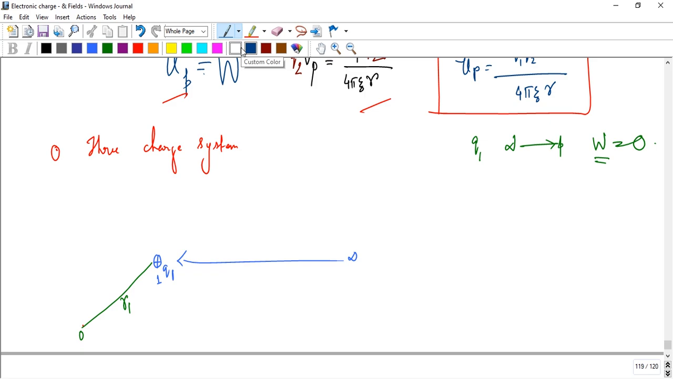Now, another important step. Now bring another charge. Suppose the Q2 charge here.